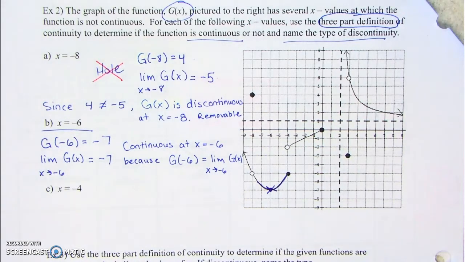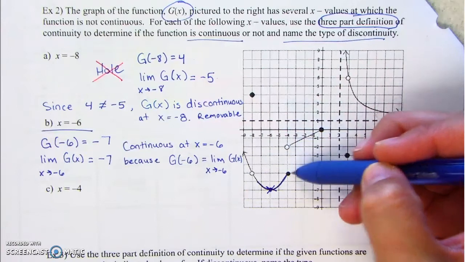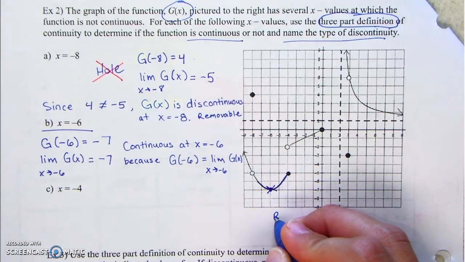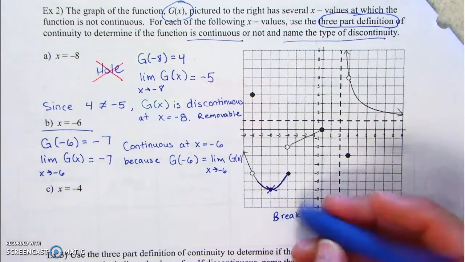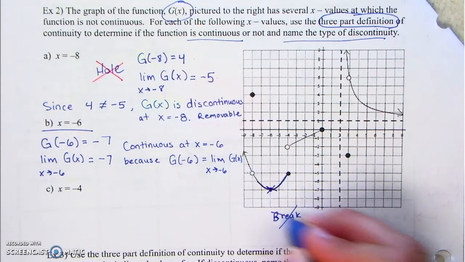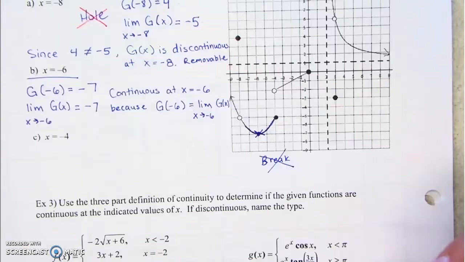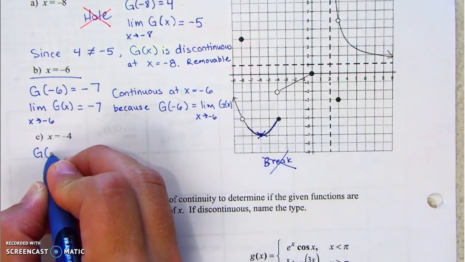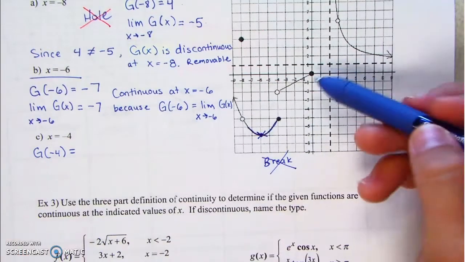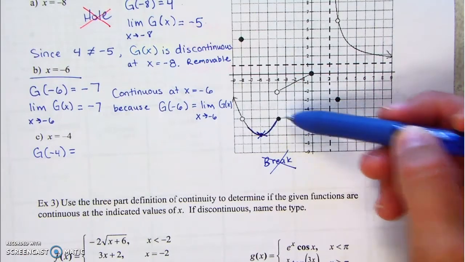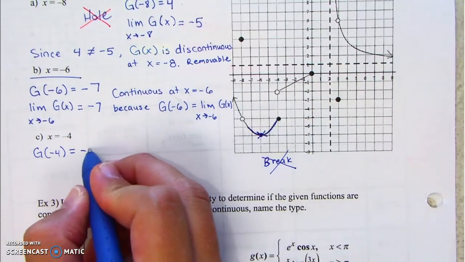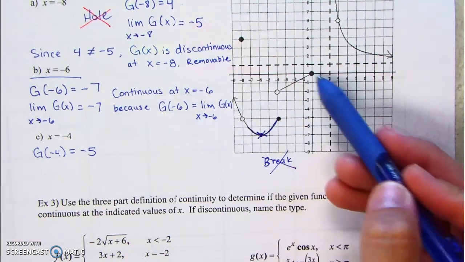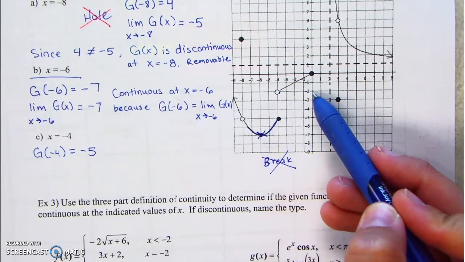Okay, let's look at x equals -4. So at -4, what do you notice right away? So in your brain, you may say break. Do not write it down though. Okay, do you see a break in the graph? Good, don't write it down. We just need to use calculus words, okay? So does g of -4 exist? What is g of -4? What's the actual point? -5? You agree? Okay. But the limit from the left is -5 and the limit from the right is -2.